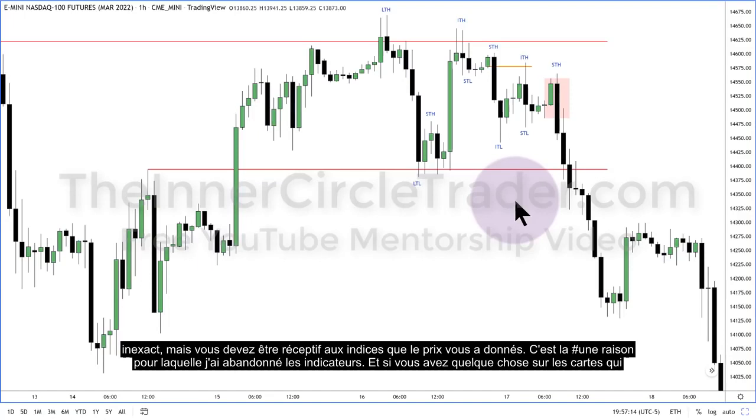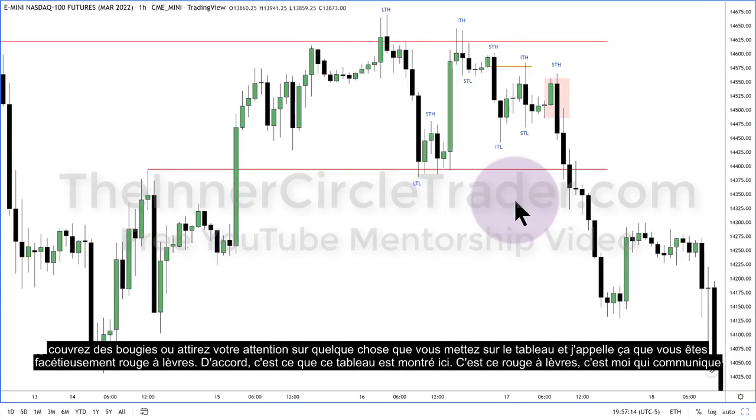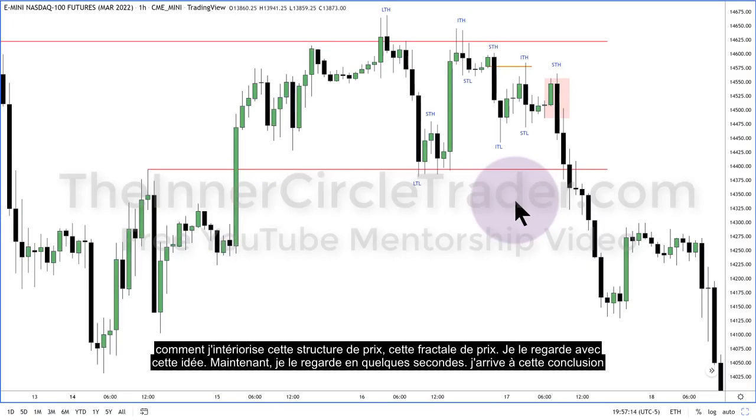And if you have anything on the charts that covers up candles or draws your attention to something that you're putting on the chart, I call that, facetiously, lipstick, okay? That's what this chart is showing here. It's this lipstick. It's me communicating how I am internalizing this price structure. This fractal in price, I'm looking at it with this idea. Now, I'm looking at it in a matter of seconds. I come to this conclusion. I'm looking at the highs, and I'm looking at the relationships between each swing high, each swing low, and I'm coming to a conclusion, studying one swing at a time.